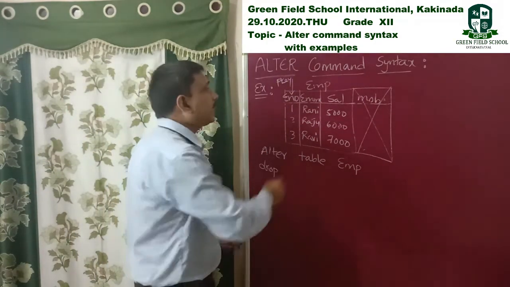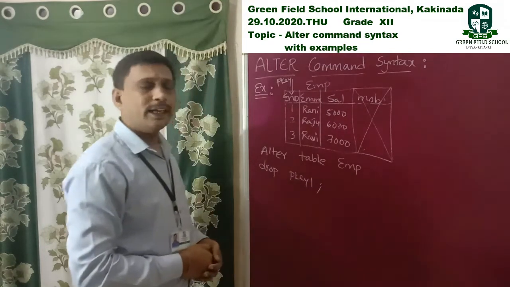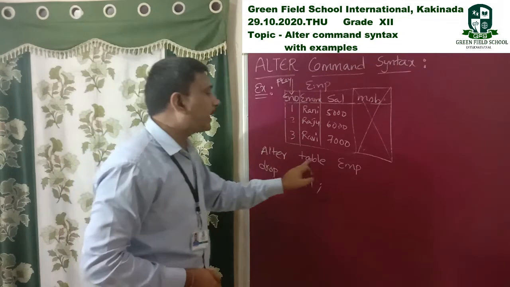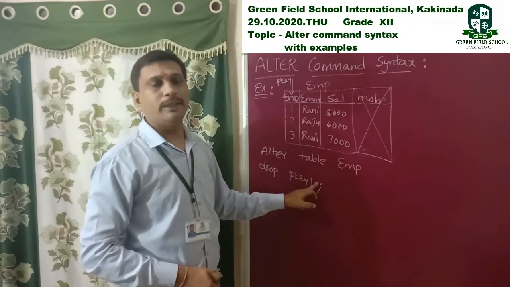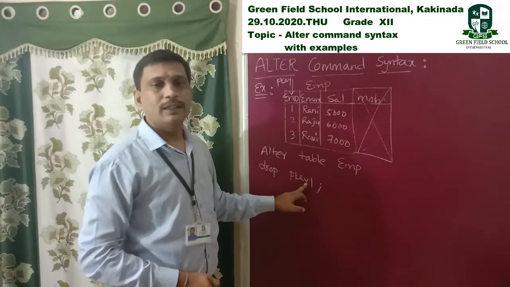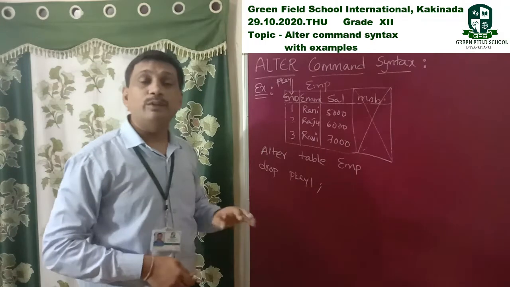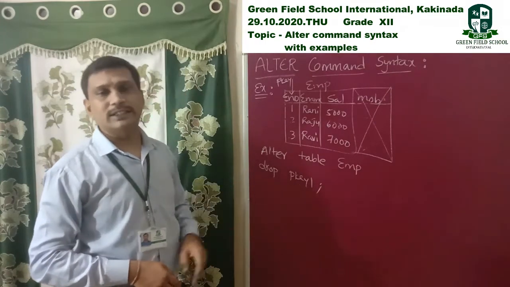Why? Because here the constraint name is pk1. We specify here: alter table name emp drop constraint name. Here the name of the constraint is pk1. So that's why, when we add a constraint, we specify the name of the constraint.